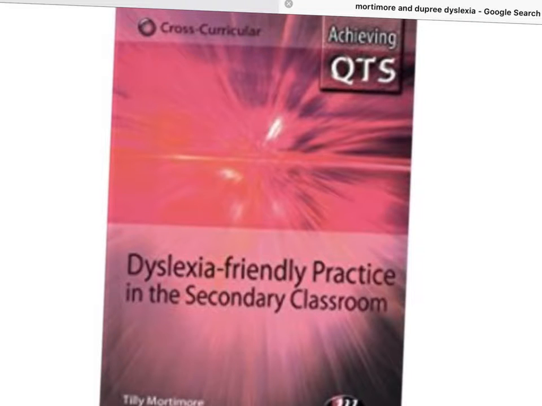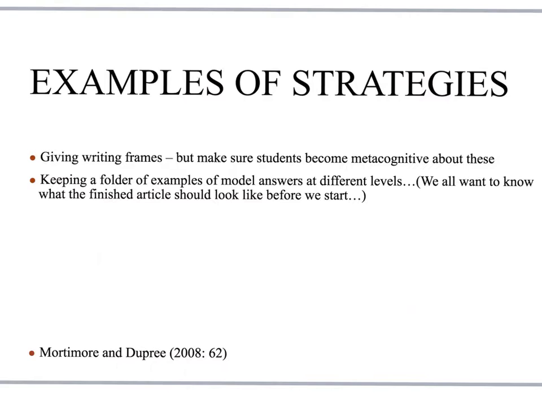So one of my favourite books on dyslexia is this one by Mortimer and Dupree. You can see that it's targeted at you. It's all about achieving QTS. It's cross-curricular. And it's about the secondary classroom. So it's absolutely designed for your cohort. So on reading this text, I've pulled out a couple of strategies that they recommend might help dyslexic students in the classroom. And these are writing frames or model answers.